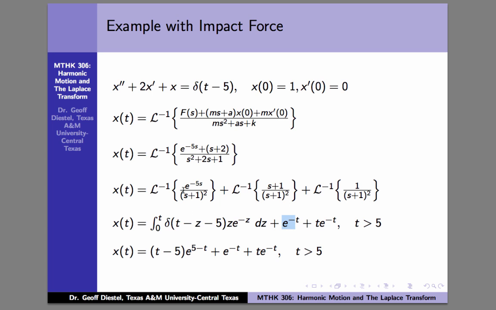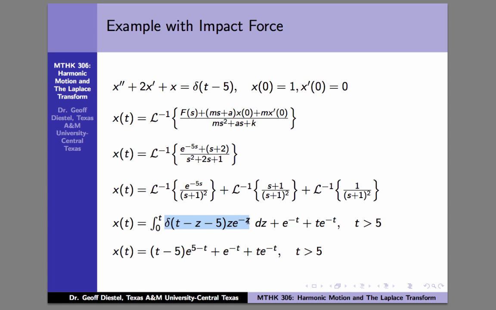Now, the first term is just a product of two Laplace transforms. The first is this e to the minus 5s, which we know is the Laplace transform of our Dirac distribution. And the second is the one we have from our third term over here, which we already identified as t e to the minus t. So because we have a product inside of here, the inverse Laplace transform is given by this convolution.